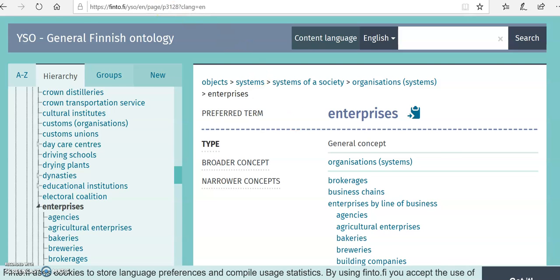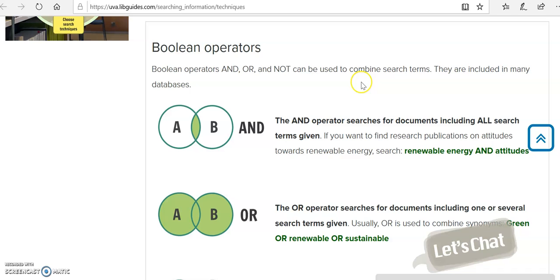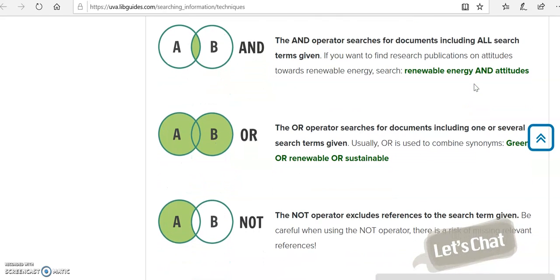Let's look at the search techniques. There are different ways of combining your search terms. Here are Boolean operators AND, OR, NOT, which work in most databases. With the operator AND, you can include all the search terms. With the operator OR, you can include one or several search terms. And with the operator NOT, you can exclude a search term.